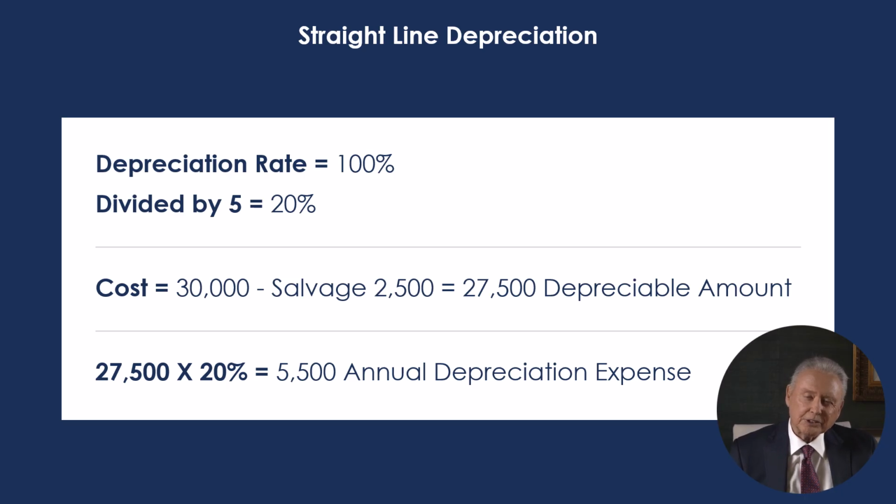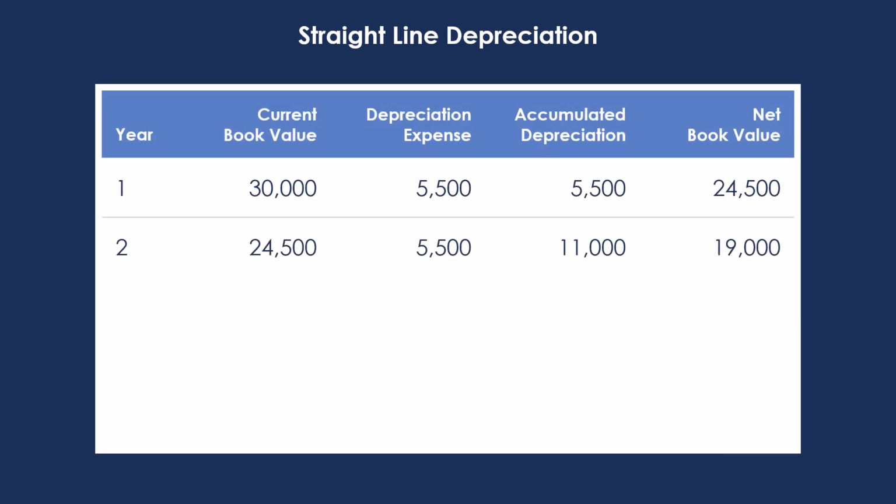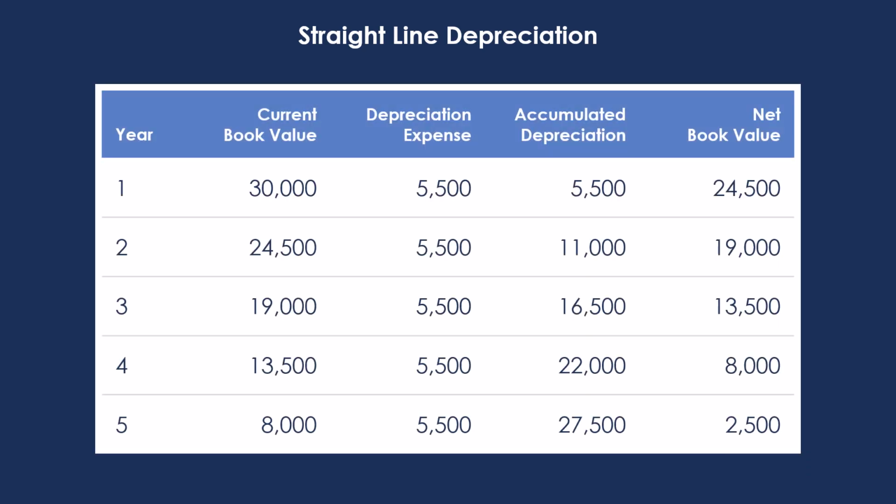The depreciable amount is $30,000 minus $2,500, or $27,500. $27,500 times 20% equals $5,500 in annual depreciation expense. Here we have a depreciation table. The first column is the net book value. In year 1, it is $30,000 to start. The second column is the current period depreciation expense, which is $5,500. The accumulated depreciation, a contra asset account, is $5,500 at the end of year 1.